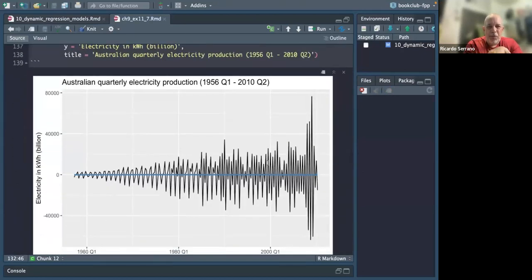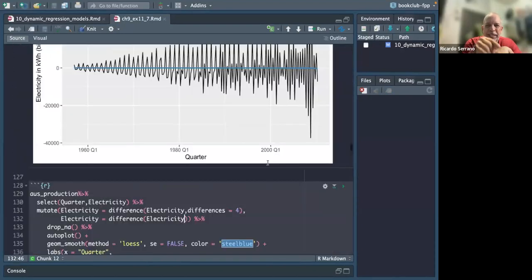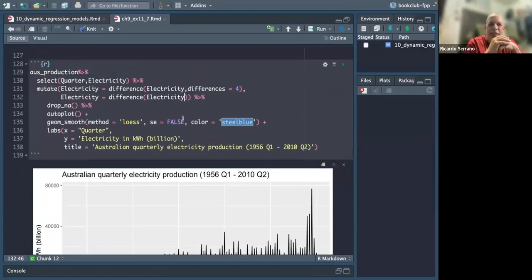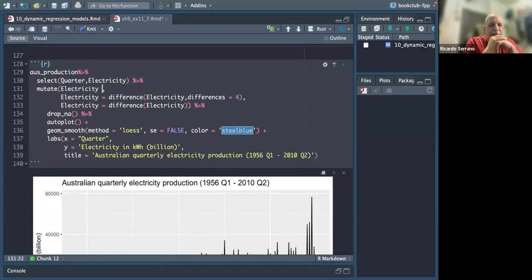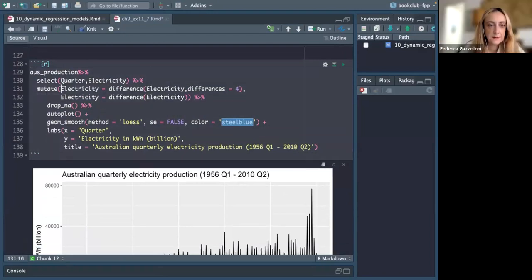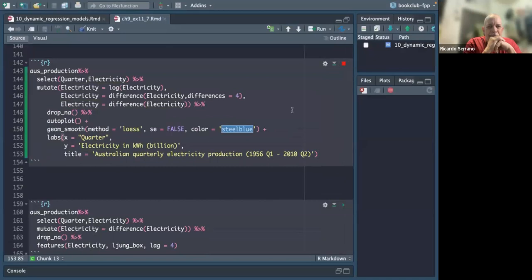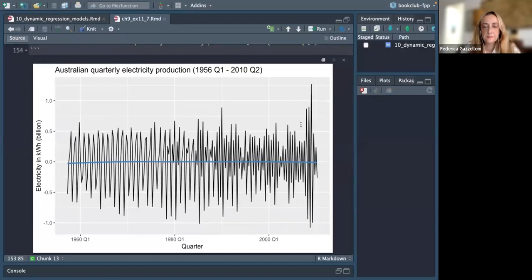The only problem here is that the variance is not uniform. So before doing those differences, you have to do a transformation. Probably the best way will be, before the differencing, to do a log on electricity. In that mutate equation, exactly. Put electricity, and then equal log electricity. Otherwise we miss information. There you go. Now, probably that will qualify as a stationary time series.